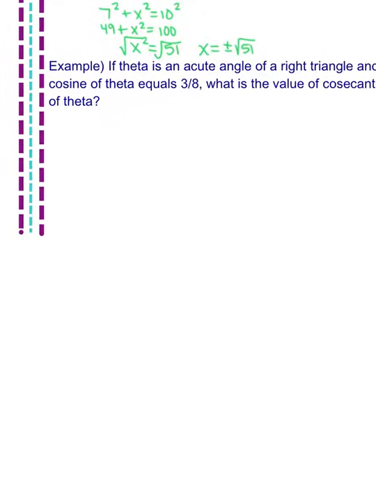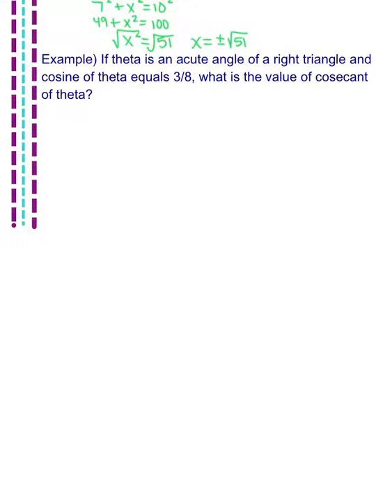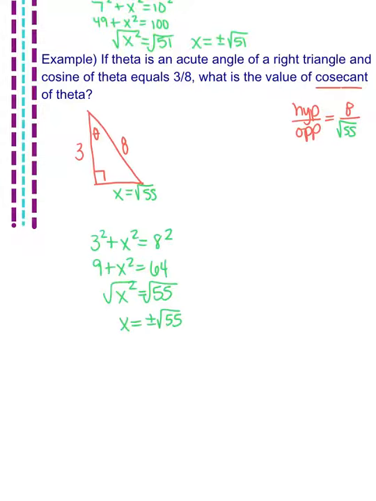Why don't you go ahead and do this last problem on your own, pause the video, and then you can come back and check your answer when you're ready. Okay, so hopefully you drew a triangle. Your adjacent side is 3 and your hypotenuse is 8. I asked you to find the cosecant here. The cosecant is hypotenuse over opposite, so you had to solve for that opposite side. When you do the Pythagorean theorem, you get the square root of 55. And so you're left with cosecant of that theta is 8 over the square root of 55.